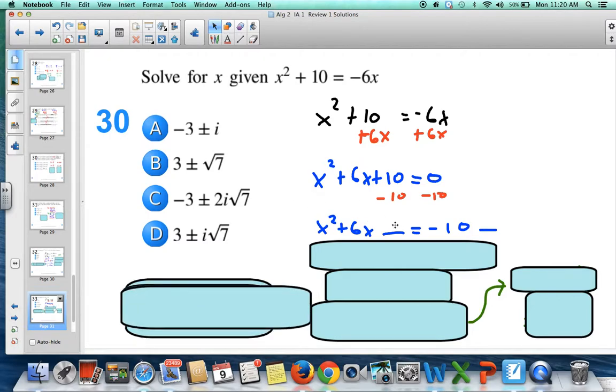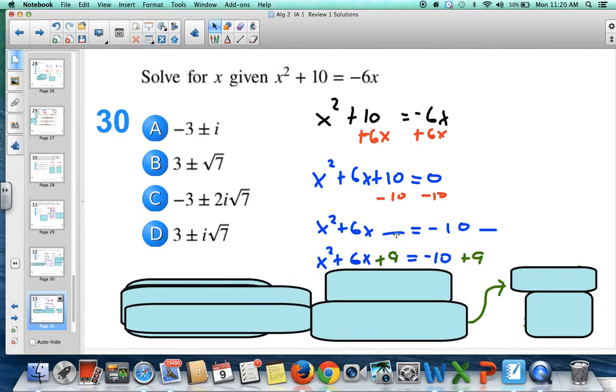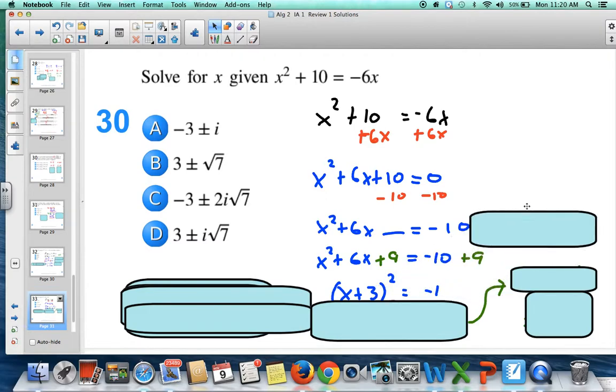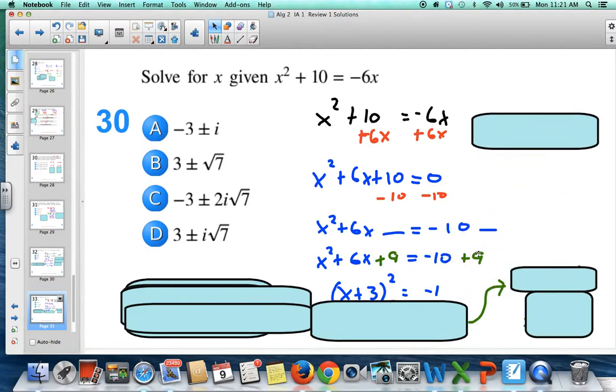Notice I left spaces because I want to complete the square. So the number that goes here is half of 6, which is 3 squared. So 3 squared is 9, so it looks like this. Now notice I add 9 here, I've got to also add 9 over here. So now at that point, I look at this left side. I selected this number specifically, so this would be a perfect square. Half of 6 is 3, so it looks like that. X plus 3 squared, and negative 10 plus 9 is negative 1.